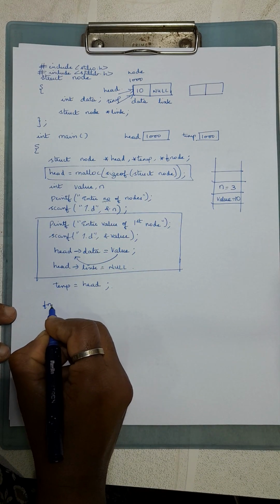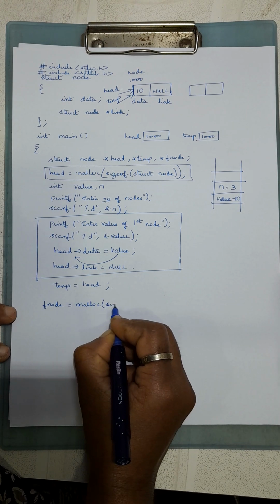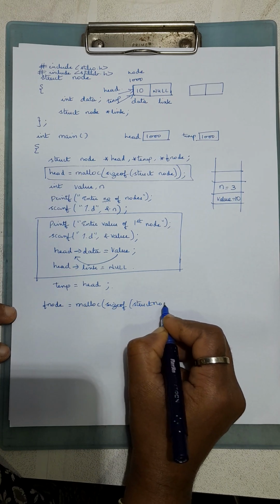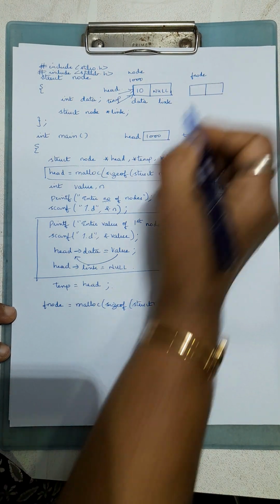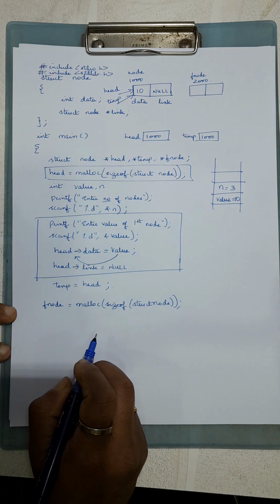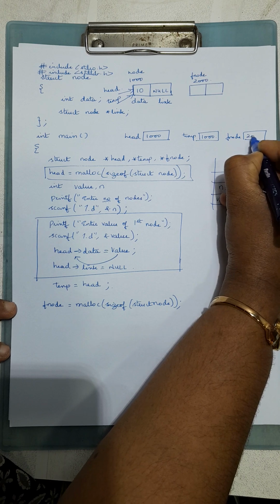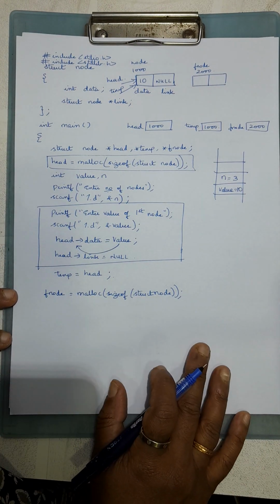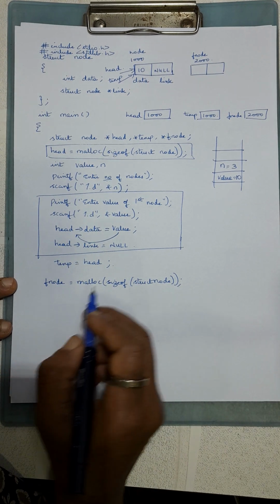Similarly, what should I do? F node is equal to malloc of sizeof struct node. So what happens is F node will be created and an address will be generated. Assume the address of this particular node is 2000. So F node is created with value 2000. Understood? Okay, then what should we do?